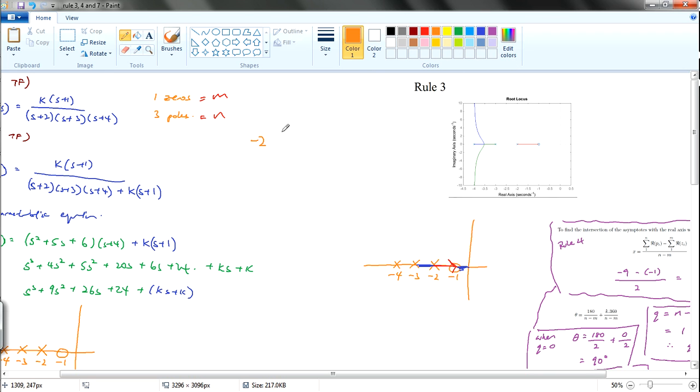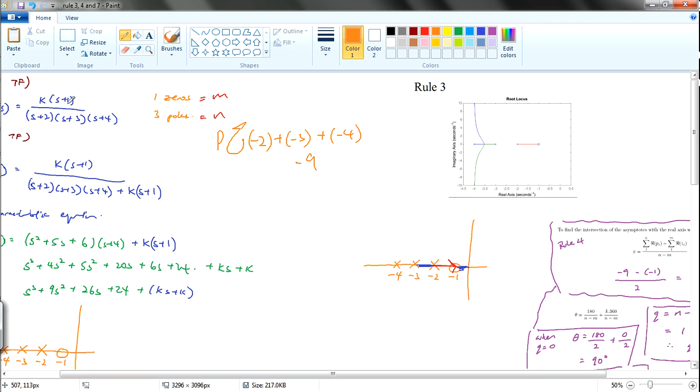So you have -2 plus -3 plus -4, right? This is the amount of poles. So you take the summation of the poles: 2, 3, 4, so it will be 9, minus 9, right? This is why we show over here minus 9.